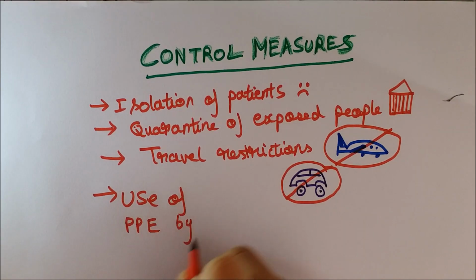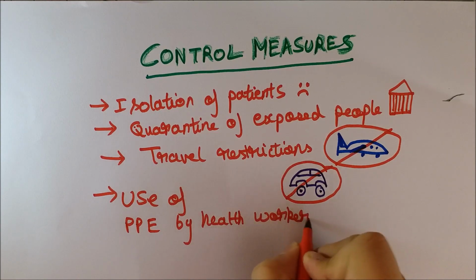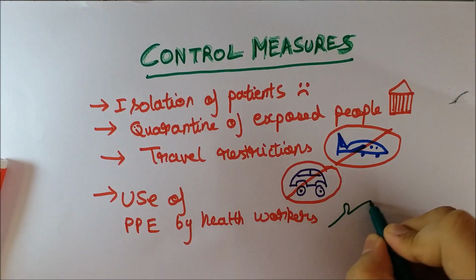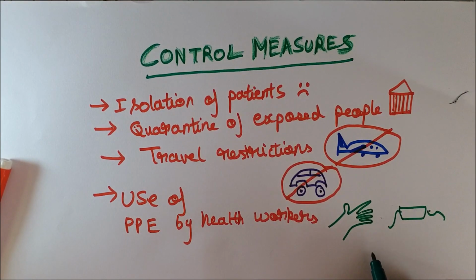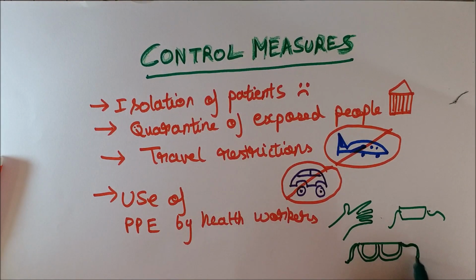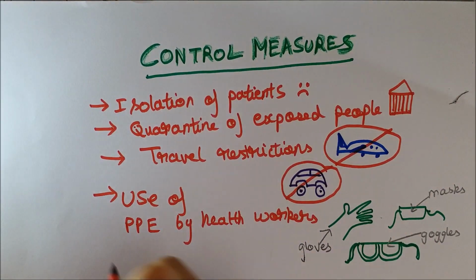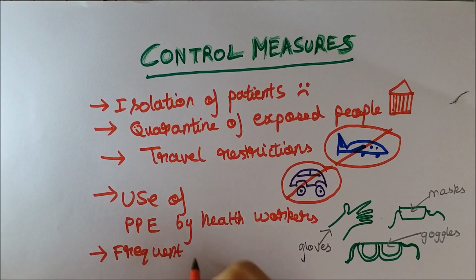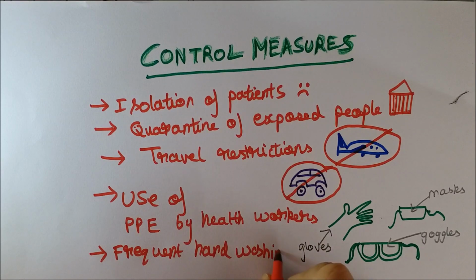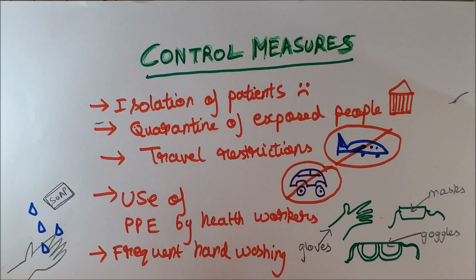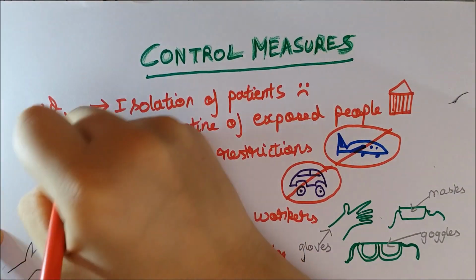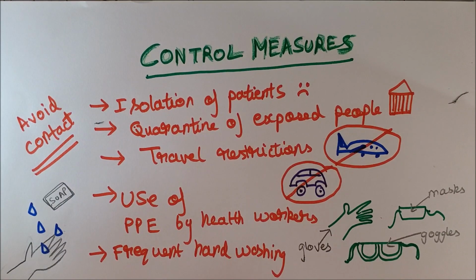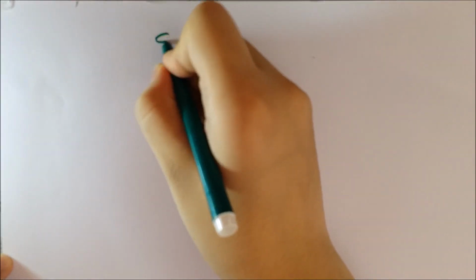Now, we have to use PPE or personal protective equipment by health workers, which will prevent the transmission of infection from the COVID-19 patients to the doctors, nurses, and other healthcare workers who are working to fight this pandemic. Also, frequent hand washing with soap and water can prevent the transmission to a very large extent. And most importantly, we have to avoid contact with people and perform social distancing.